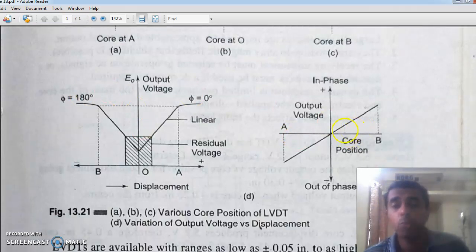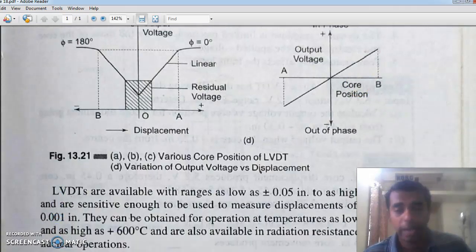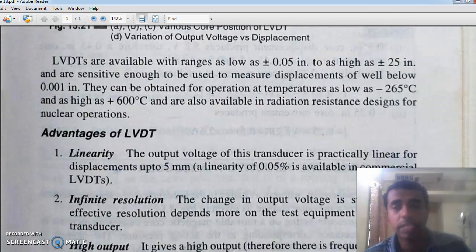That is shown here. While we move towards the point B, we have 180 degree out of phase. And when we move towards the left, we'll see that it is positive. Okay, so you can see that the voltage versus displacement curve is an even function, whereas the phase versus core position is an odd function. That is very important. So that is what LVDT and its characteristics are all about, and we'll see the advantages.